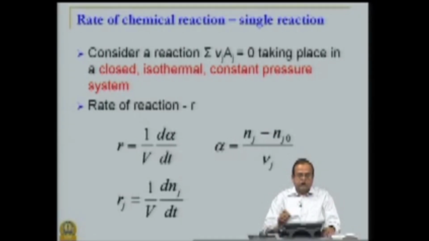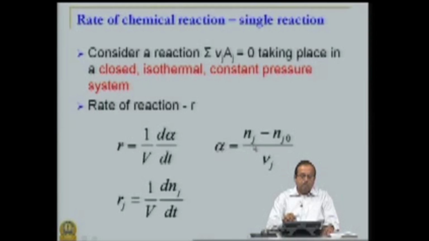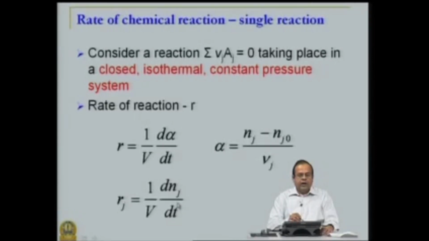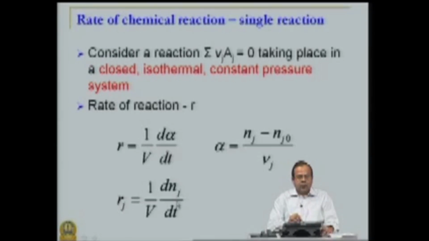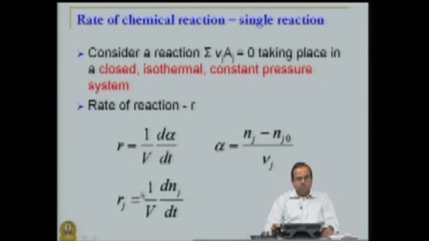We know our extent of reaction is defined as Nj minus Nj0 by nu j, and so if we take a derivative of alpha, we can now define rate of change of species j as 1 over V d Nj dt, and as we saw in the last class that R and Rj are related to each other, or nu j into R is simply Rj.